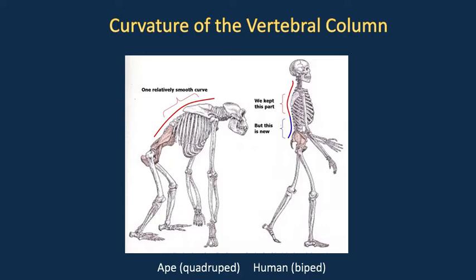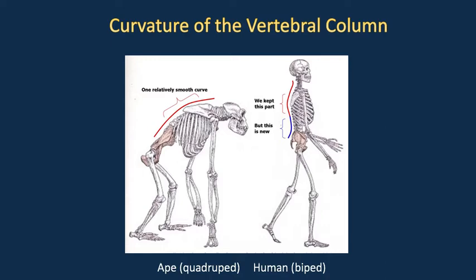Another thing that we have is different curvature to the vertebral column. You can see here on the slide how our vertebral columns are different than what we see in a quadrupedal ape. In the quadrupedal ape, we have one relatively smooth curve. It's kind of a gentle C shape. In humans, we actually have two extra curves, but there's really just one pictured here on the slide, the one designated in blue. At the base of our spine, we have this extra curvature that complements the original curvature to give us an S-shaped spine.